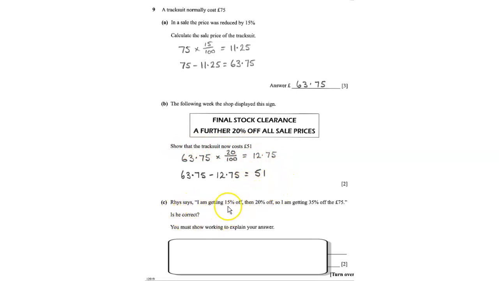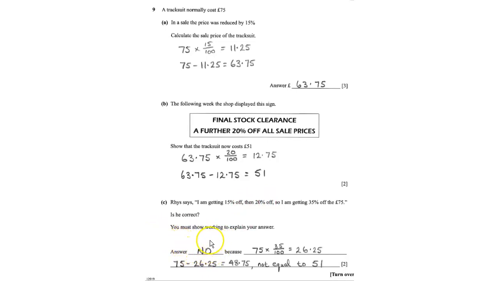So Race says I'm getting 15% off, then 20% off. So I'm getting 35% off. So what he's saying is if he's got 15%, which we had up here, and 20%, you're basically getting 35% off that 75. And so you should get 51. So we'll look at it here, and it says the answer is no for that, because if you do 35% overall of £75, you get 26.25, and if you take that away from 75, you get 48.75, not 51.